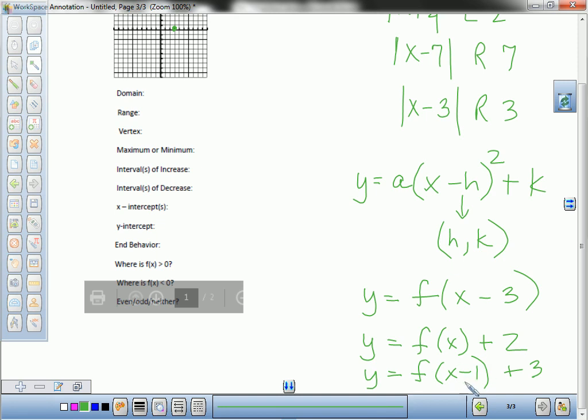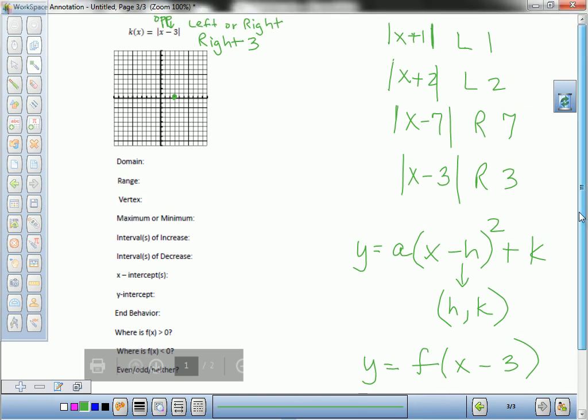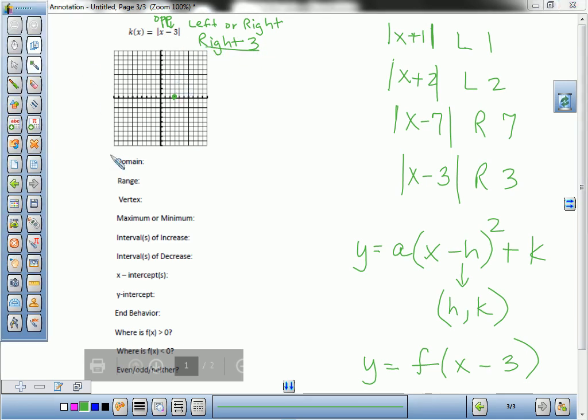That would be right 1 and up 3. Okay? So we focus on quadratic in algebra 1, and now we're looking at other transformations, so we're looking at absolute value. So this moves it right 3. And then we do those normal moves.